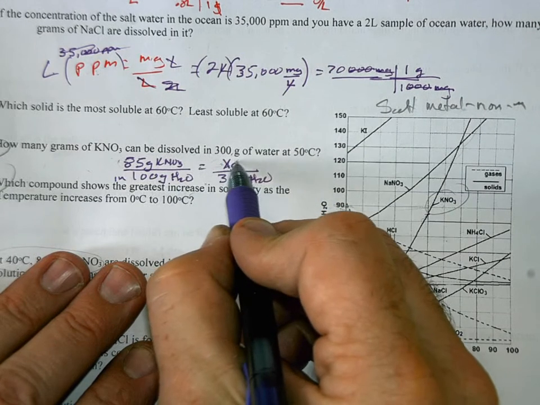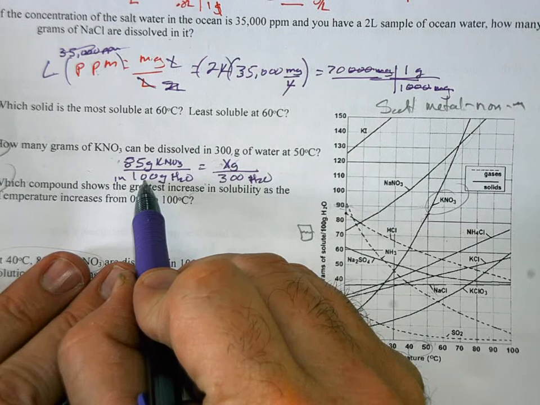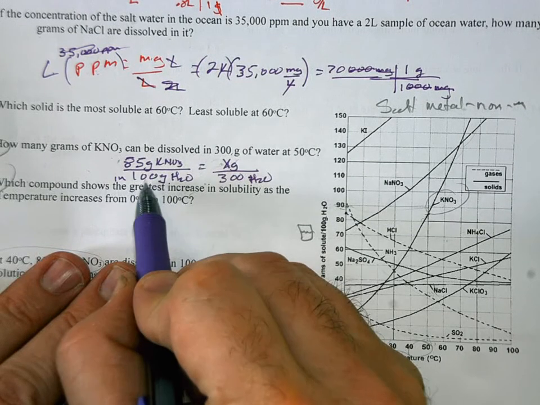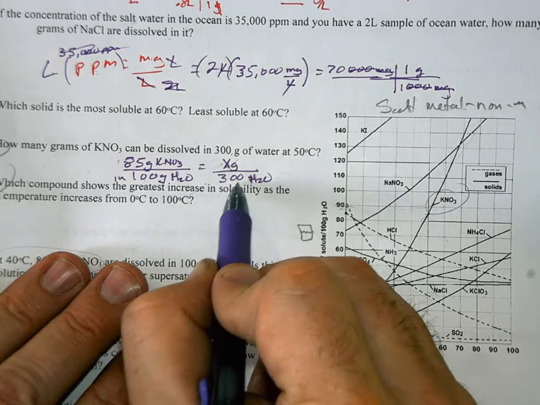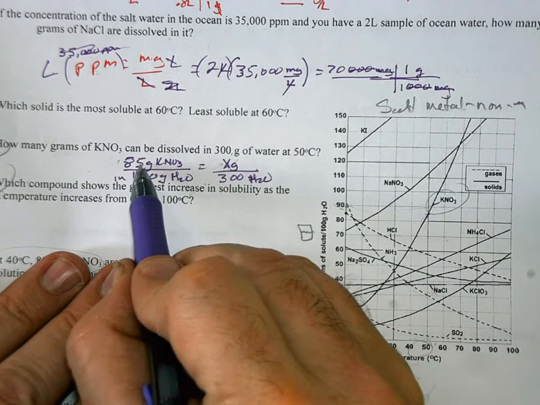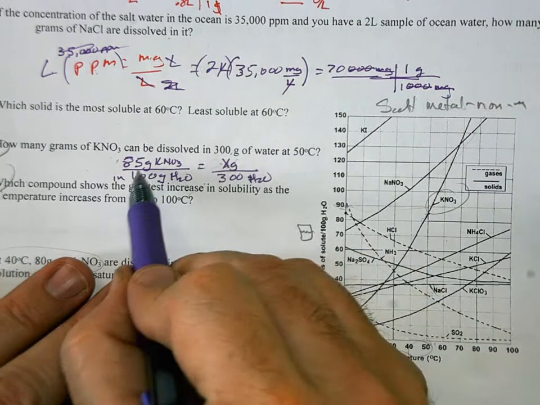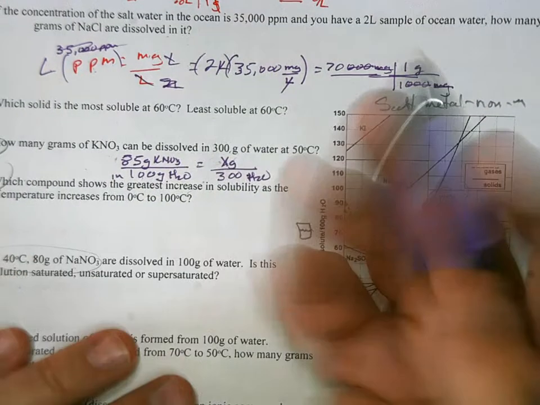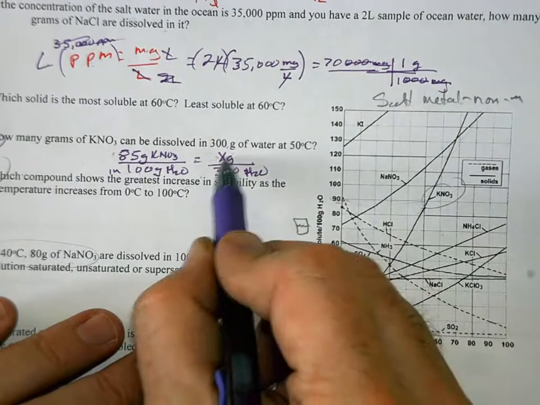Well, let's see. We need to find out what the solubility is here. Now, I can tell you right now, we've gone from 100. This is the solubility in 100 grams. Here's 3 times the amount. 100 times 3 is 300. So the answer is going to be 85 times 3. Now, if you can't do that in your head, if it's not an easy one on the test, let's just go ahead and solve for X.